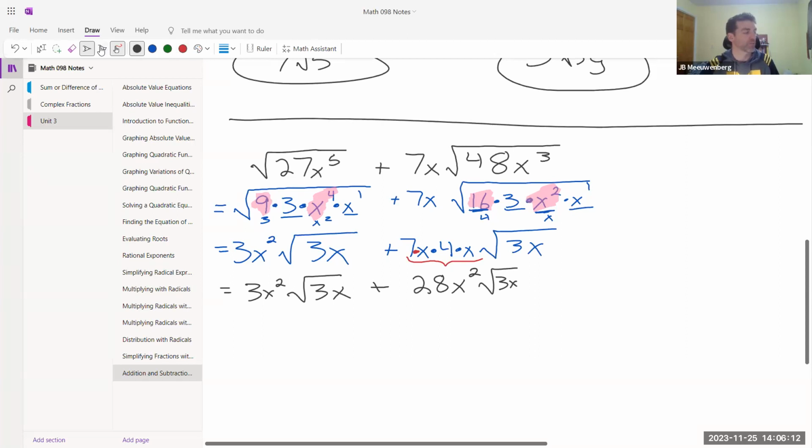So what do we notice? We notice that our radicands are like, which means we can add the coefficients. But also notice that the coefficients have variables in them. Those would also have to be like terms, and they are. 3x squared plus 28x squared is 31x squared times the square root of 3x. These just stay the same. And that is how we add and subtract with radicals. You have to just have that same number and variables, same expression on the inside of the radical.